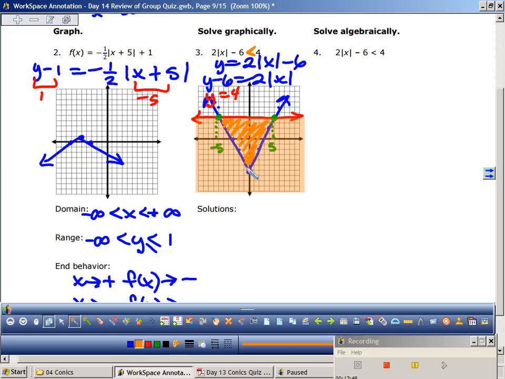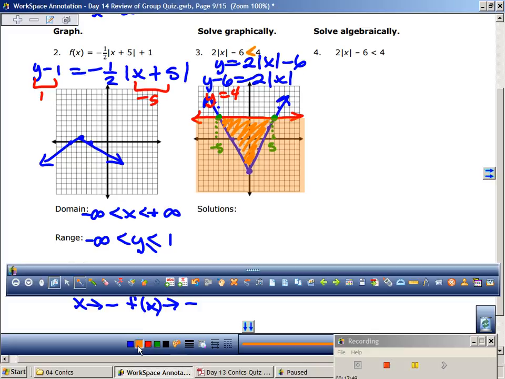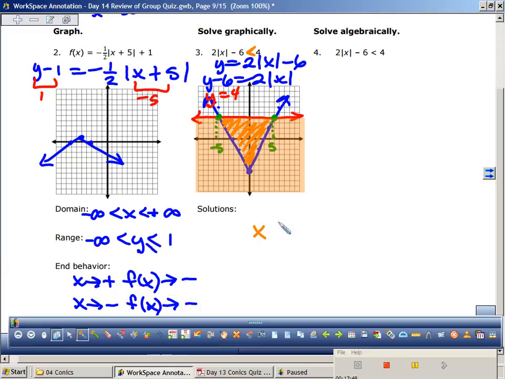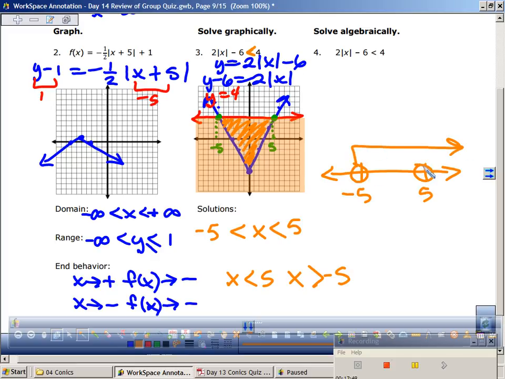Everything in here. Which means you had to write this as x is in between 5 and negative 5. Now this is why. For those of you that said x is less than 5, x is greater than negative 5, that's what this says. X is greater than negative 5? X is less than 5? That's all real numbers.